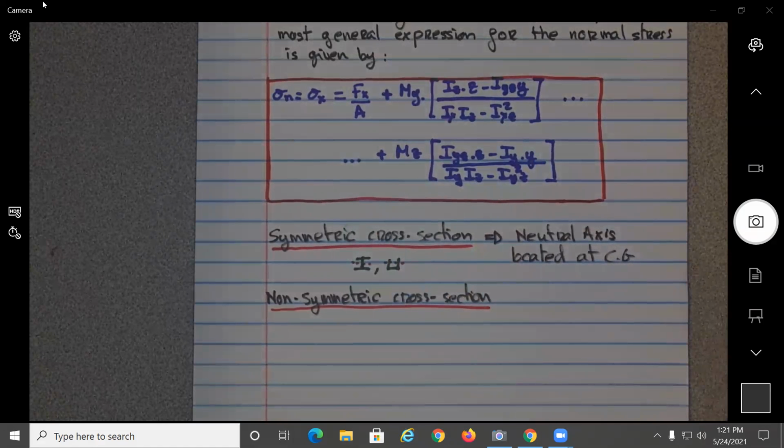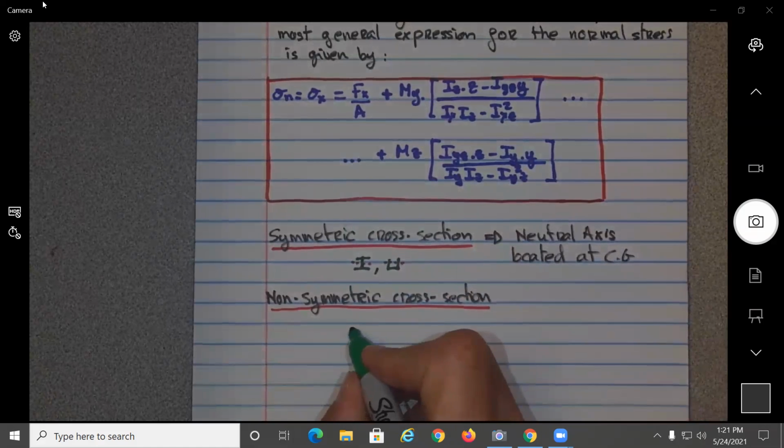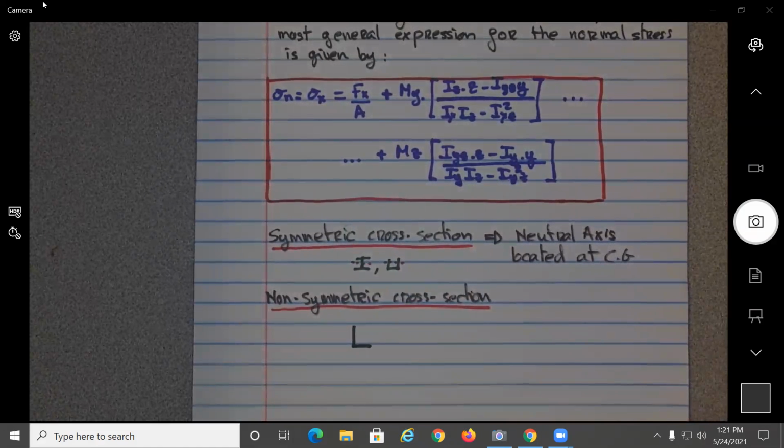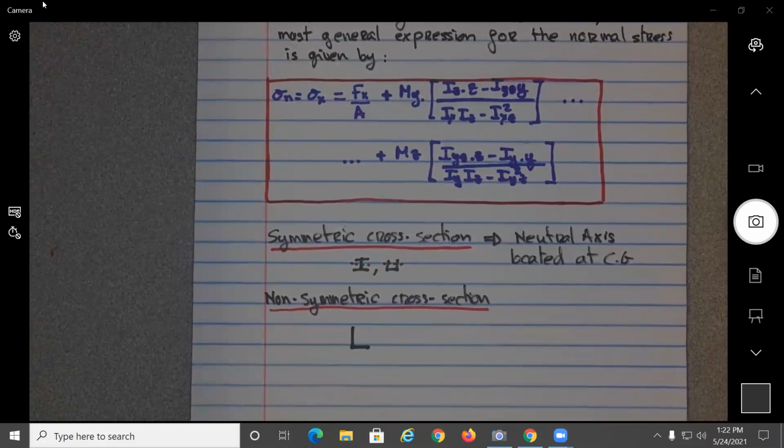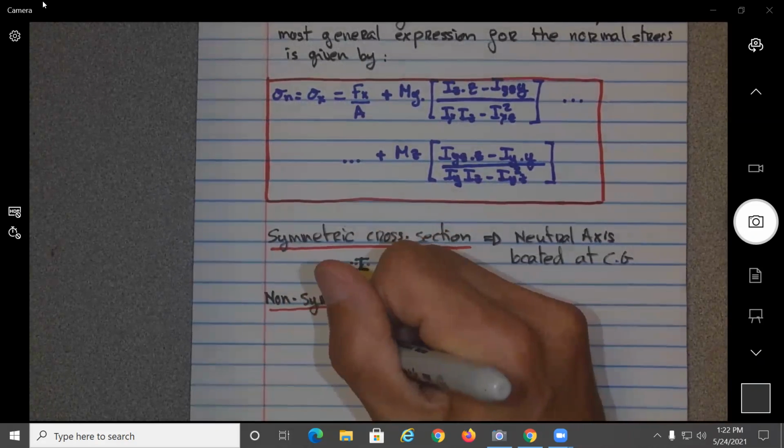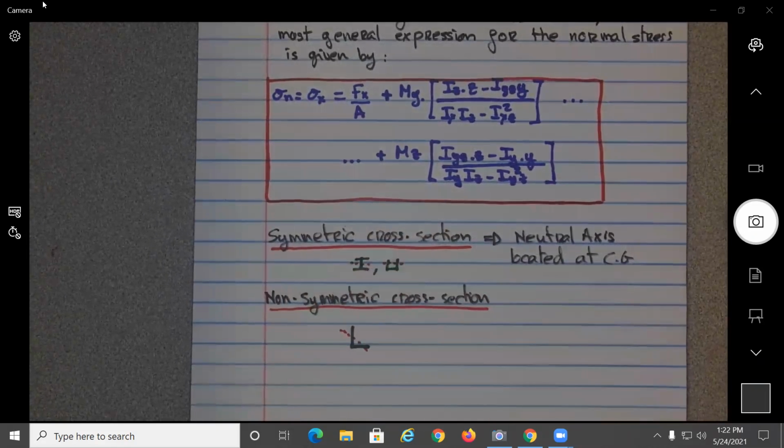Now, what's going to happen if you have a non-symmetric cross section, and let's say you have an L shape? How can this bend? If you apply a force, let's say right at the top here, because you agree that the CG will not be located on the structure, no? So even if the force here is symmetric, this is going to bend, but at the same time is going to twist, no? So you need to find also what would be the twist of that cross section. So the neutral axis could be something like this.